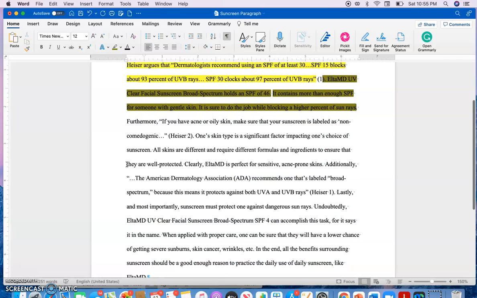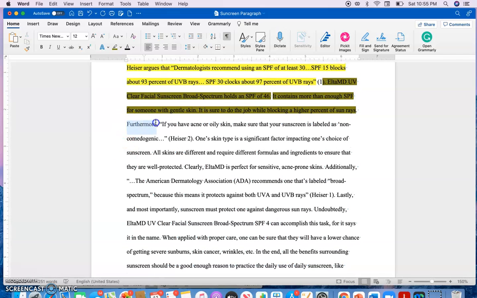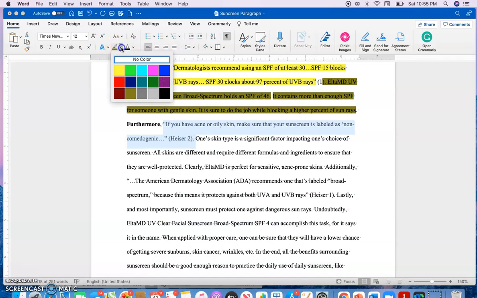As this author goes on, they put in a transition to say "furthermore," which signals to me there's another big idea coming. So I'm going to highlight that for you. And here's the next big idea. They're using quotation marks: "If you have acne or oily skin, you want to use a sunscreen that's labeled non-comedogenic." So here you go. I'm going to highlight this because this is your second I.